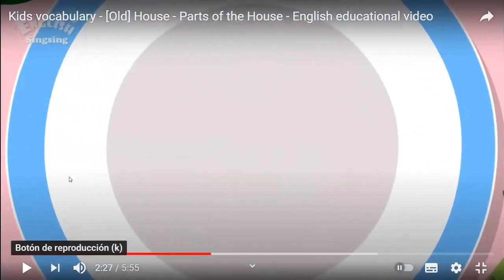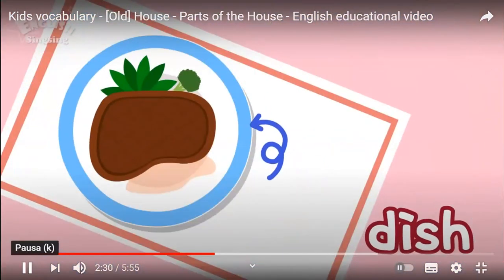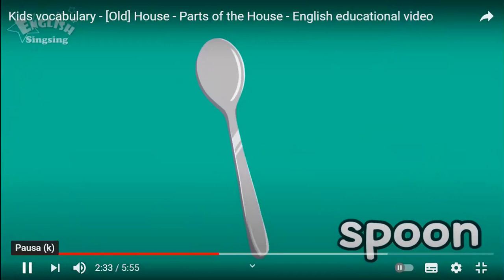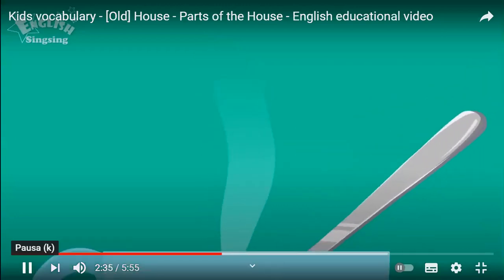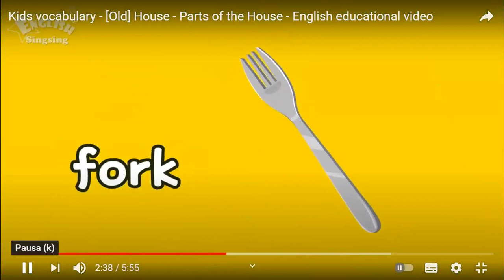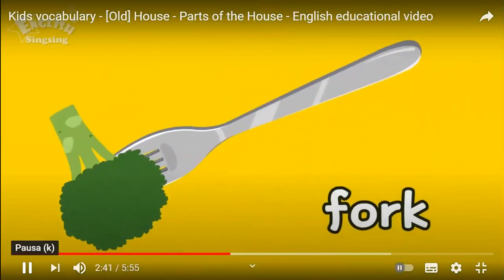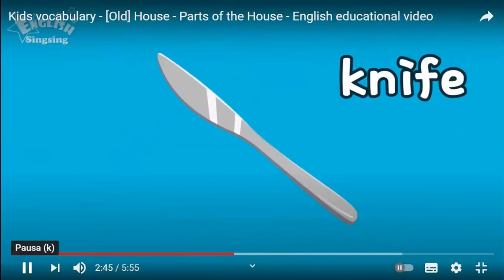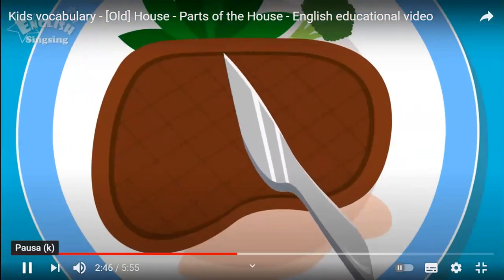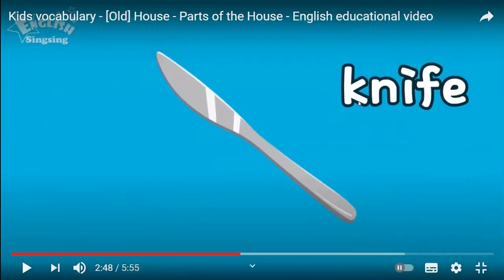Dish. Okay. What's a dish in Spanish? Plato. Yes, very good. Dish. Spoon. Remember spoon from the reading? Spoon. Fork. Fork. Yes. Knife. Knife. We spell it K-N-I-F-E, but we pronounce it knife. Knife.